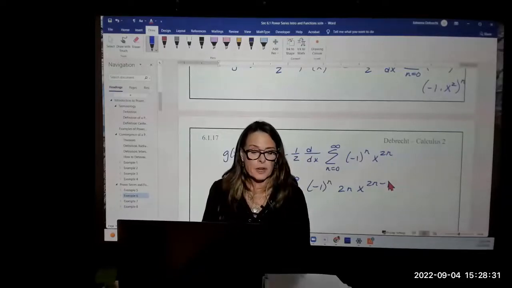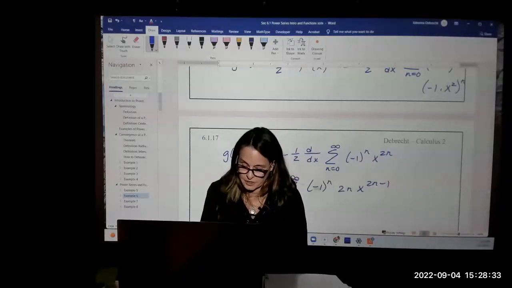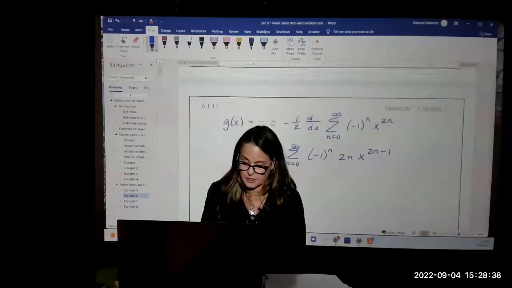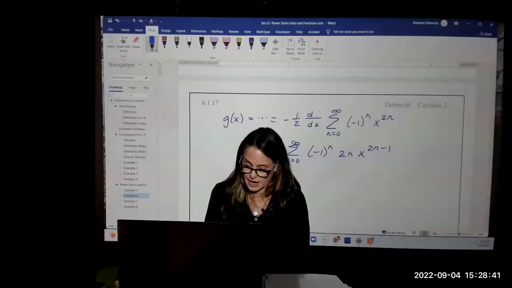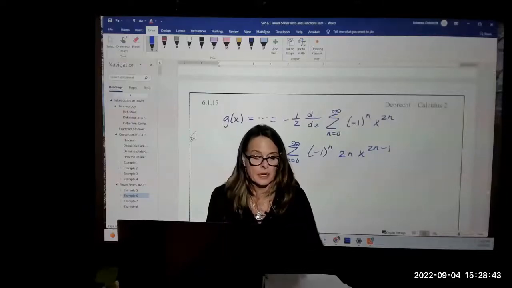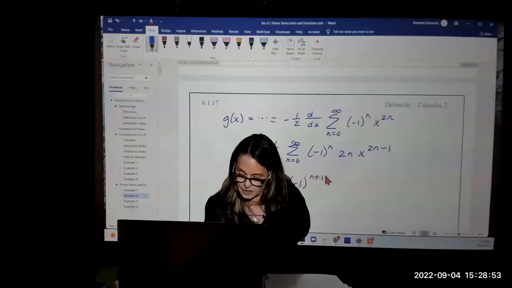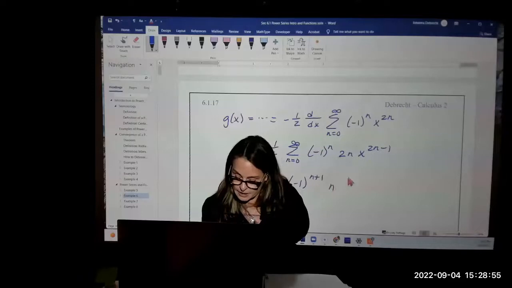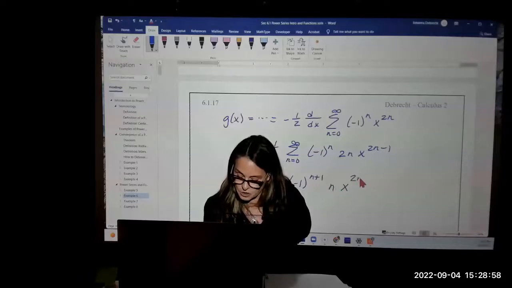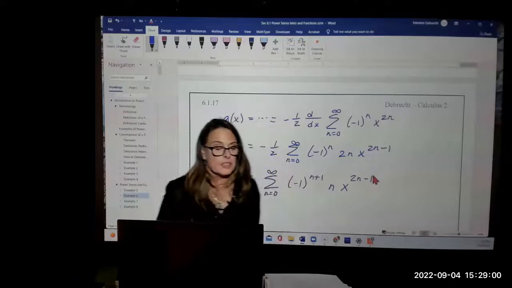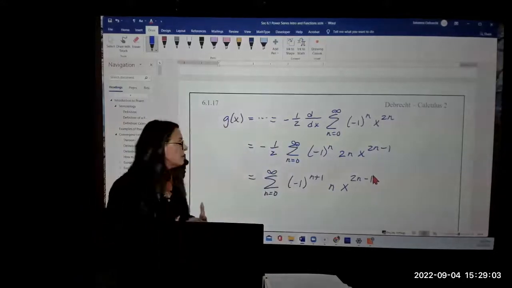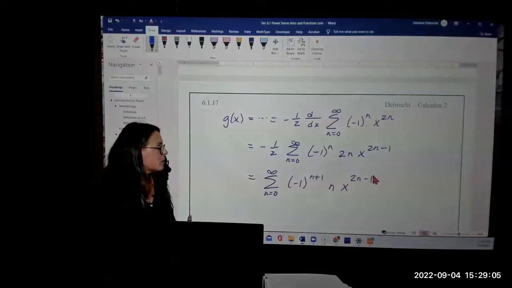And then I can rewrite this one. So I have this 2 and I have this 1/2 on the outside. So I can pull the 1/2 times the 2. Those will cancel. And I have another negative. So I could make it -1 to the n plus 1. So I have this series, n equals 0 to infinity of -1 to the n plus 1 times n times x to the 2n minus 1. So this is now a representation of that particular power series.